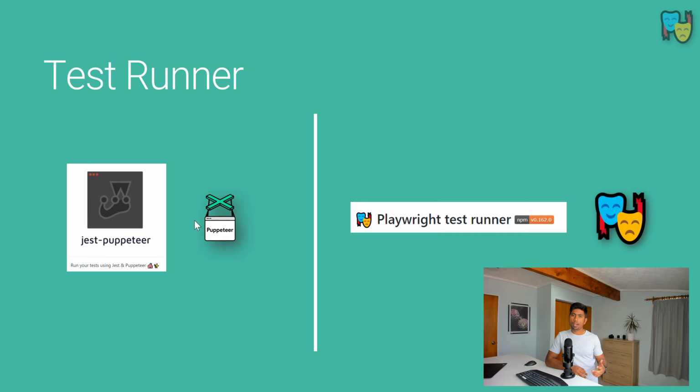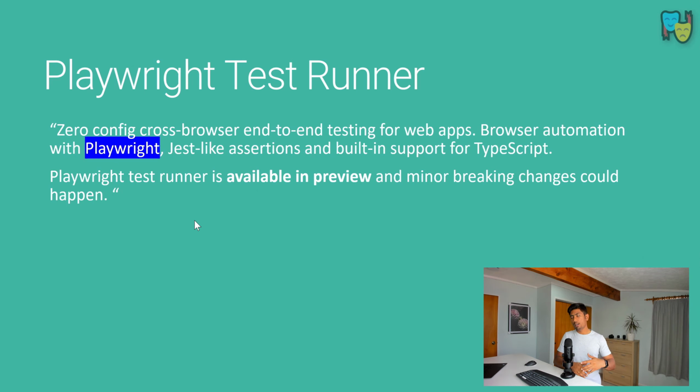So if you're going to try it out right now, you will probably see some sort of bugs maybe, but it is really good. I have tried it a lot and I have covered a lot of details on this in my course, so it's pretty amazing, by the way. The Playwright Test Runner, this is what the GitHub page says: zero config cross-browser end-to-end testing for web app, browser automation with Playwright, Jest-like assertions, and built-in support for TypeScript. And Playwright Test Runner is available in preview, and a minor breaking change could happen.